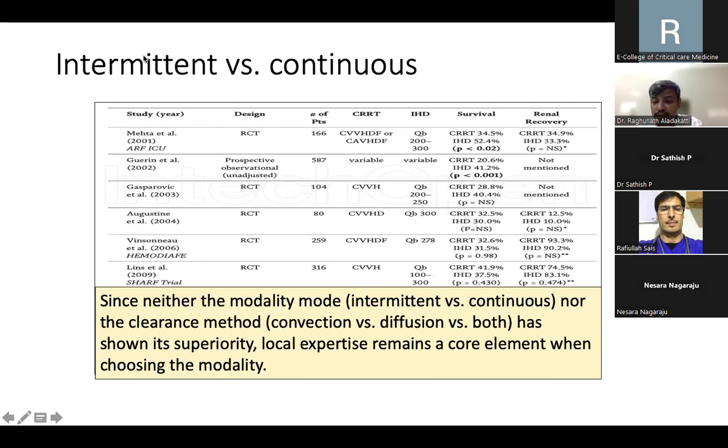If the patient is hemodynamically unstable and you don't have CRRT, then the option is SLED or SLED-F, which means intermittent hemodialysis of longer duration. That's how we can decide the type of dialysis.